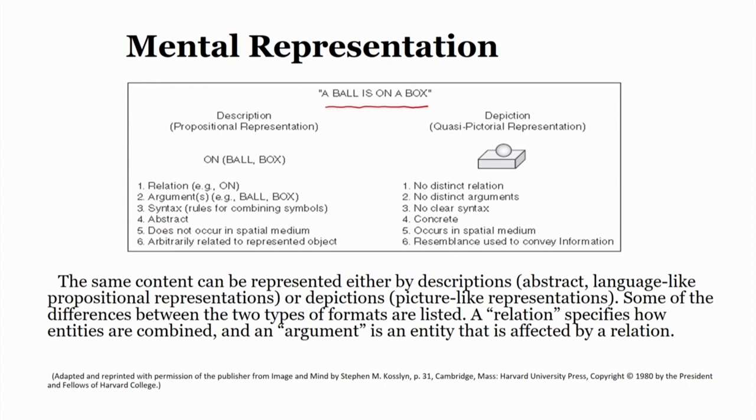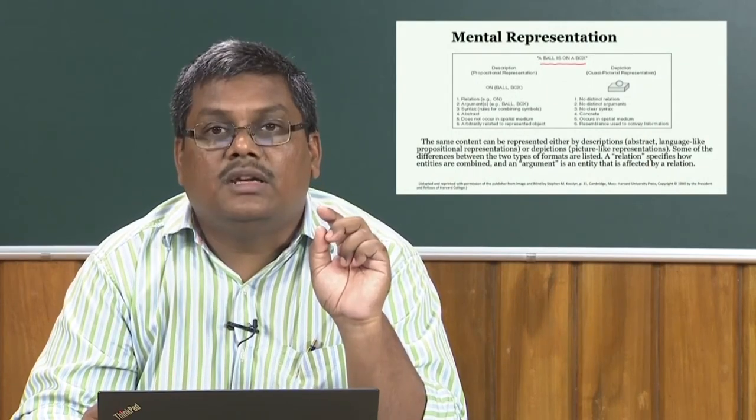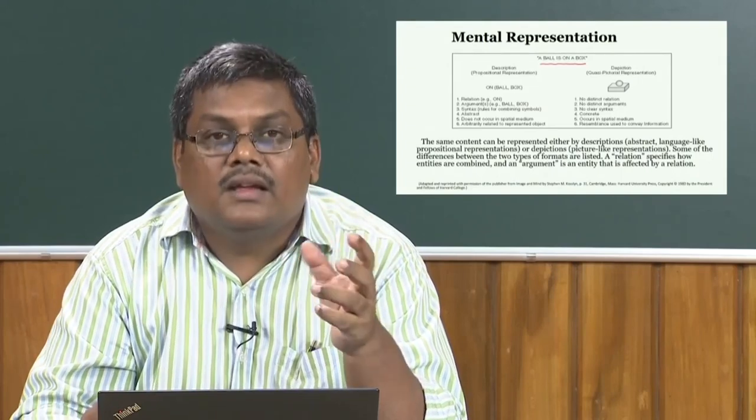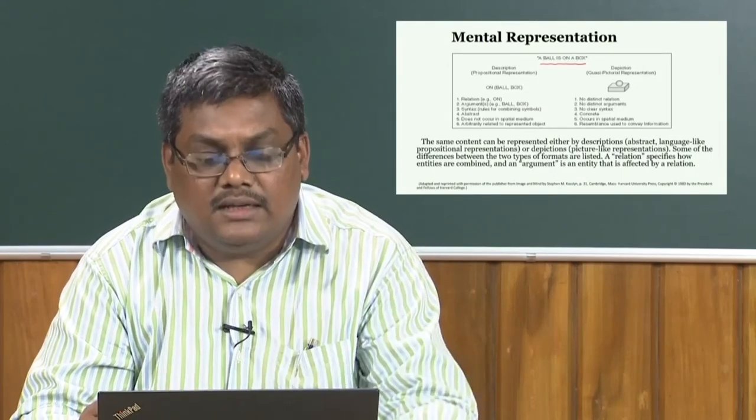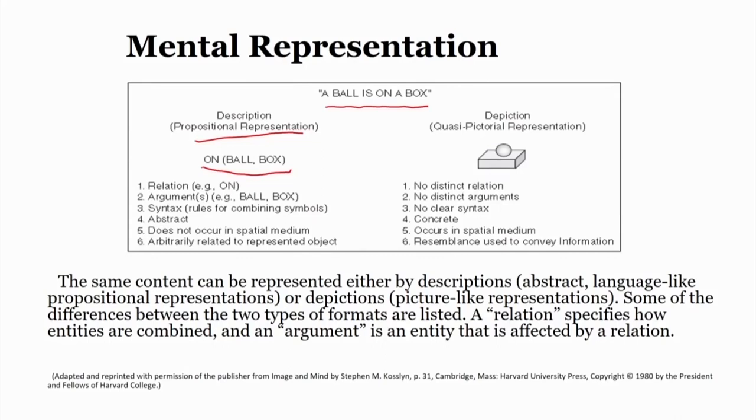The idea of a ball being on a box can be conveyed through two kinds of representations. We can use a propositional representation and we can use a quasi-pictorial representation. What is the meaning of that? Propositional representations will tell you two ideas and how these ideas are related together, whereas a quasi-pictorial representation is going to show you a picture of how these ideas are related together. So, when I look at the propositional representation, I have the ball which is on the box, right.